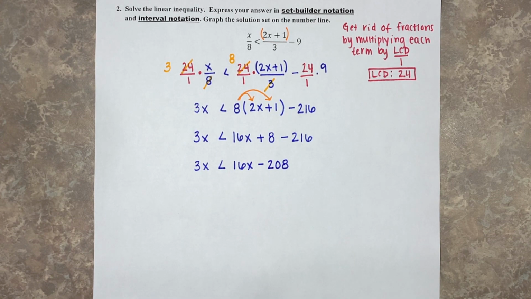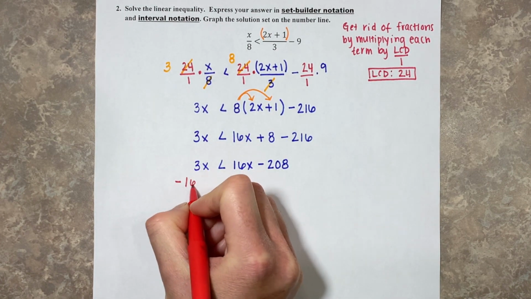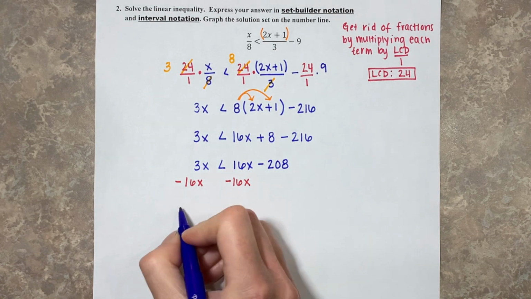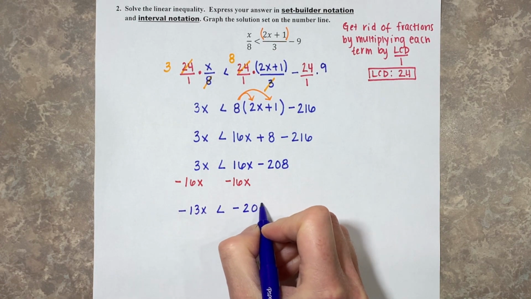Now we want to isolate x. And with inequalities, I like to get x isolated on the left. So to isolate x on the left, I'm going to subtract this 16x from the right side, and then we'll subtract 16x from the left side. That will leave us with negative 13x is less than negative 208.